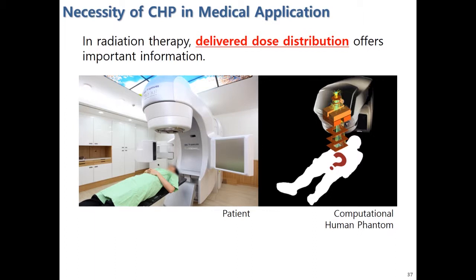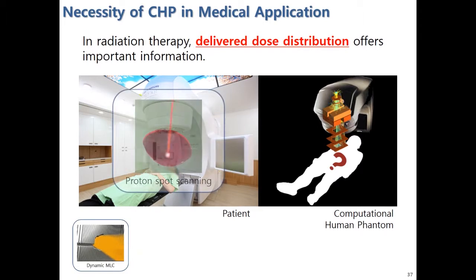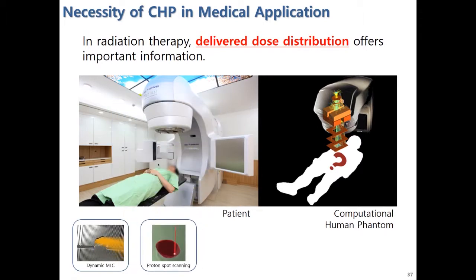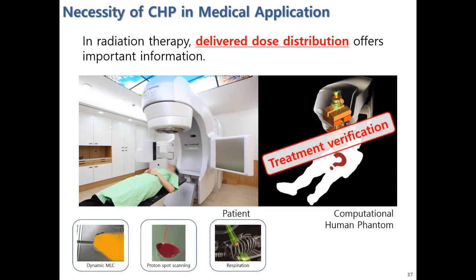In contrast to the radiation protection field that usually considers the average organ dose, the main concern in the field of radiation therapy is a dose distribution on a patient. Also, with the development of radiation treatment technologies such as IMRT with dynamic MLC, proton scanning therapy, or therapies with the consideration of respiratory motion, the need for an upgraded patient dose calculation technique became very important.